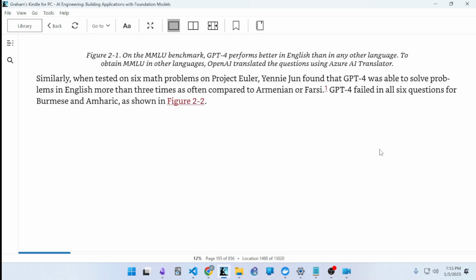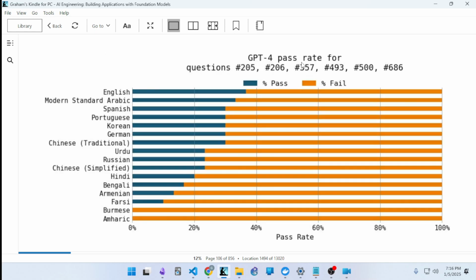That's interesting. Similarly, when tested on 6 math problems on Project Euler, Jenny Huyen found that GPT-4 was able to solve problems in English more than 3 times as often compared to Armenian or Farsi. GPT-4 failed in all 6 questions for Burmese and Amharic, as shown in figure 2-2. GPT-4's pass rate for these questions, pass and fail, so very good.